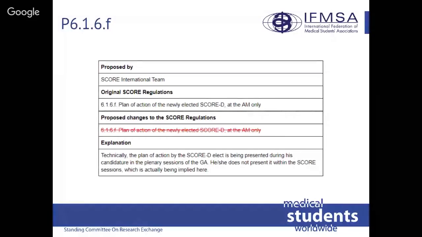That is 6.1.6.f. That talks about the plan of action of the newly elected SCORI director at the August meeting only. It is about the presentation of a plan of action. We want to remove this, considering that the plan of action for the SCORI director-elect is being presented during their candidature in the plenary sessions of the General Assembly, namely the August meeting. So they do not present it during the SCORI sessions, which is being implied here. So we want to remove this regulation, considering it a little bit irrelevant to the context of SCORI currently.